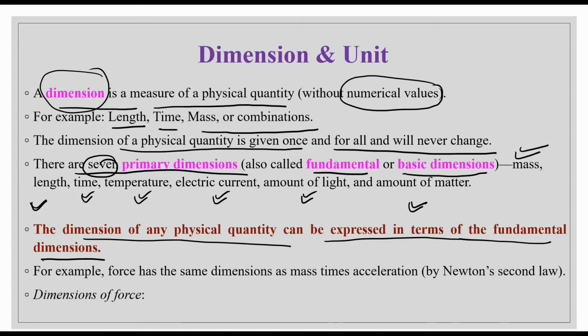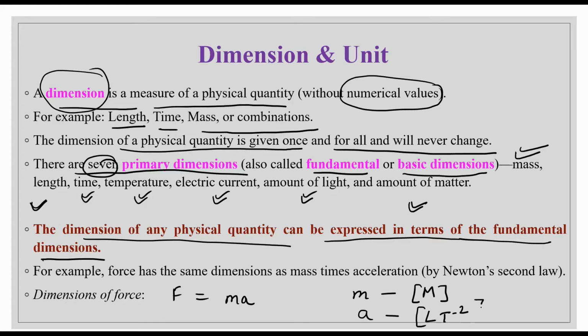So let's see the dimensions of force. Now you know that force is what? Force is mass into acceleration. Now I will write down force is equal to mass into acceleration. If you talk about the mass, the dimension of mass is given as this, and what is acceleration? I will represent the dimensions in this big bracket, right? And the dimension of acceleration is L T minus 2.